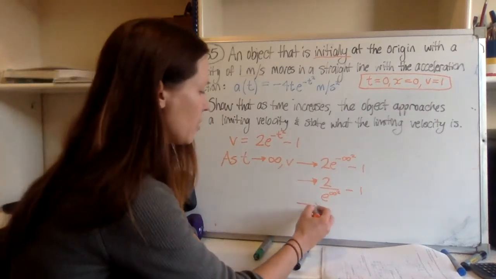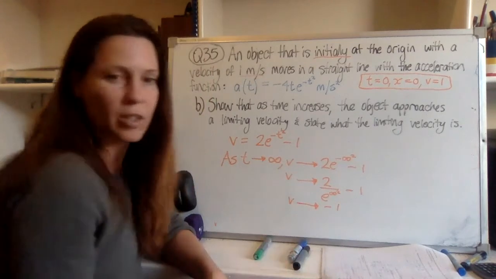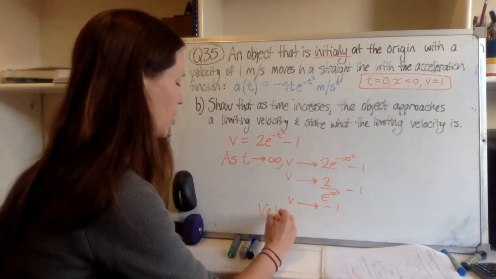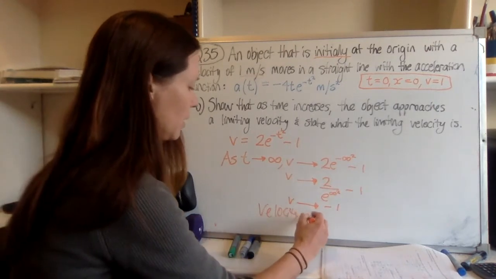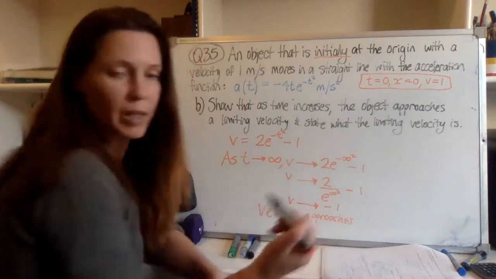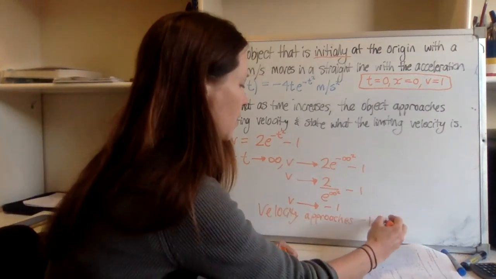So this is approaching 0 minus 1, which is just minus 1. So therefore we can say velocity approaches -1. Now, can velocity be negative? Yep, it just means that it's going in a negative direction. -1 meters per second.